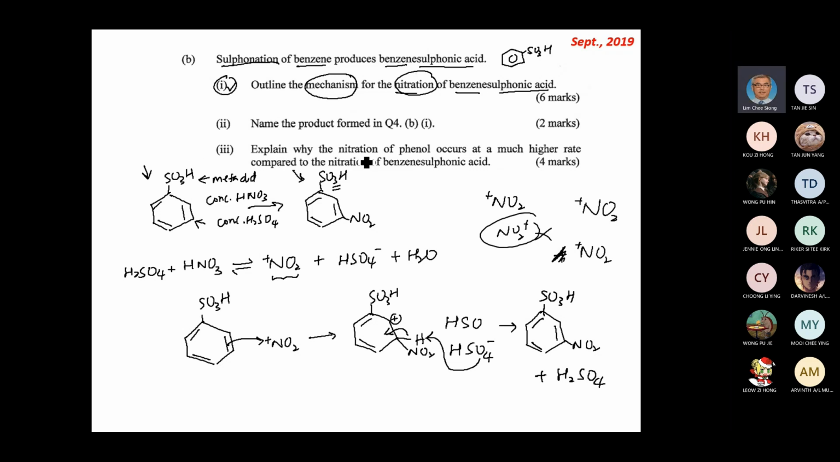Number 3, explain why nitration of phenol occur at a much higher rate compared to the nitration of benzene sulfonic acid. So, this is benzene sulfonic acid, this is phenol. Why? Because OH group is under the ortho para directing activator. Okay, so 1 mark for you. Second mark, because of the ortho para directing activator can able to form 2 major end product.